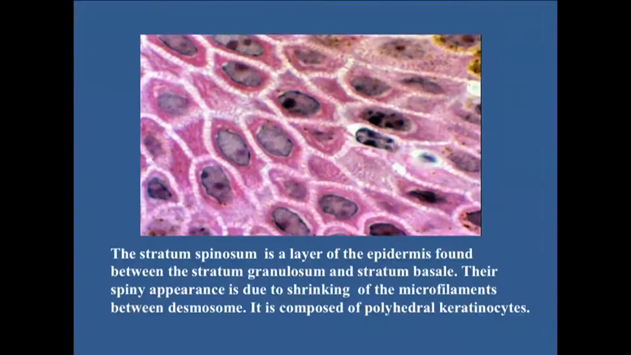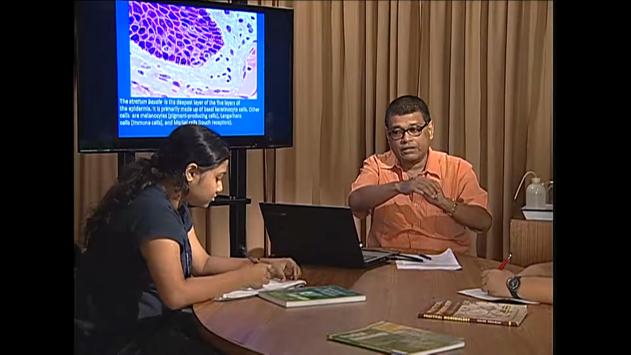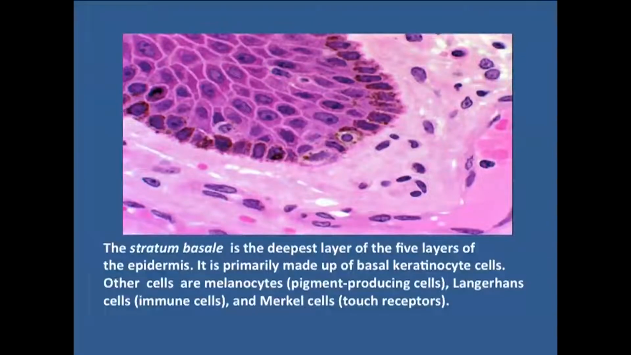The next layer is the stratum spinosum. The stratum spinosum is the layer between the stratum basale and the stratum granulosum, and it has microfilaments between the desmosomes, and is also composed of polyhedral keratinocytes. Now coming to the last layer of the epidermis, which is the lowermost layer, this layer is called the stratum basale or the stratum germinativum. This layer is formed of keratinocytes and also melanocytes that produce melanin, and it has the Langerhans cell for defense, the Merkel disc for touch reception, etc.